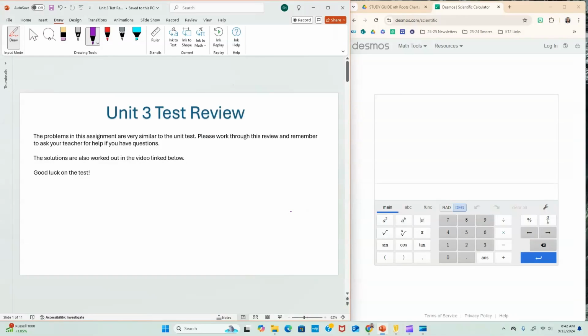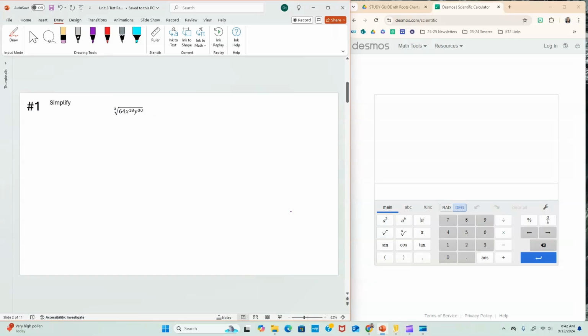So in this video, we're going to work on the problems that are in the Unit 3 test review. So let's try simplifying this radical right here. So you can see we have a cube root. So we're going to separate this out. So we have the cube root of 64, then the cube root of x to the 18, and the cube root of y to the 30.